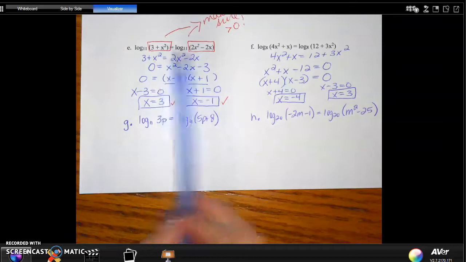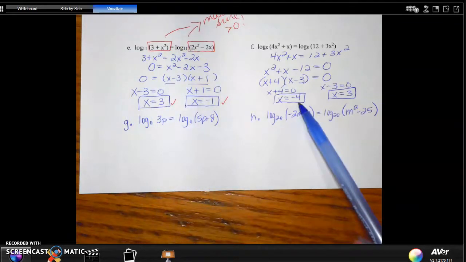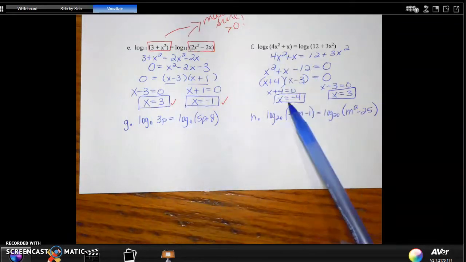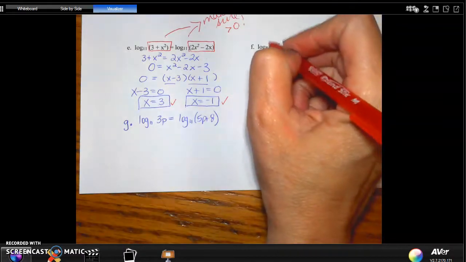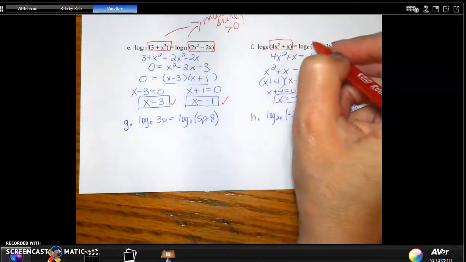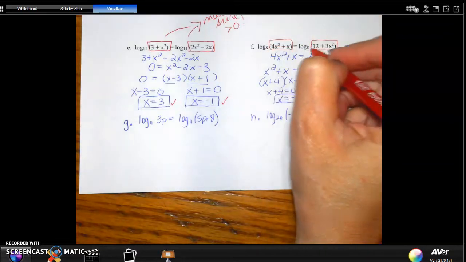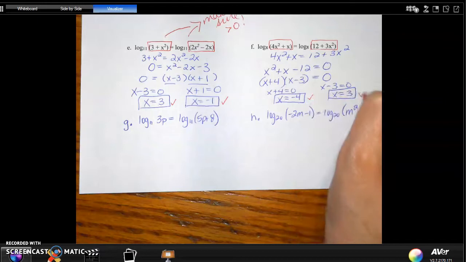Last thing, like we did over here, we substitute these values in and make sure that we do not have anything less than 0 in here and in here. And for us, both of these answers are going to be fine.